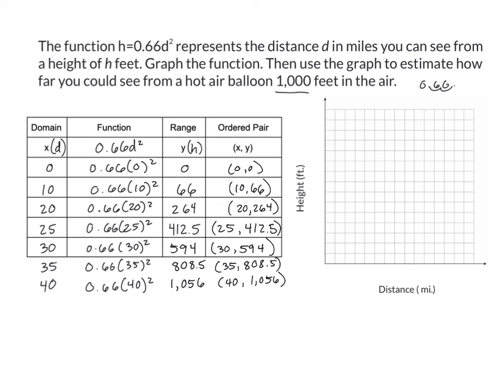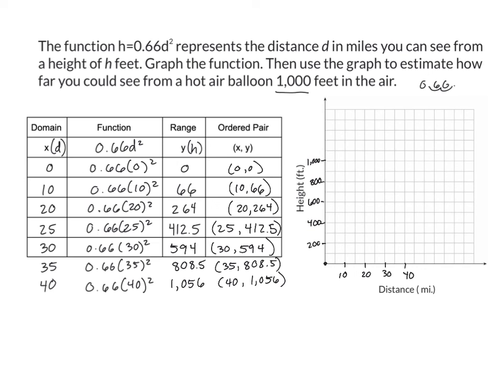So let's use a scale of 5 for the distance, so 10 for every, so 10, 20, 30, and 40. And then we can use a scale of 100, so 200, 400 for height, 600, 800, and 1,000. Okay, so let's plot those ordered pairs now.